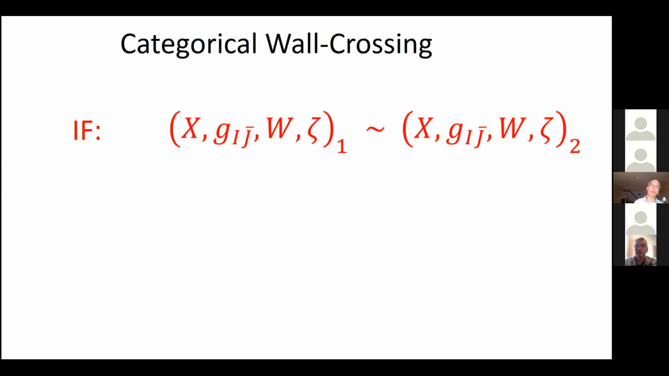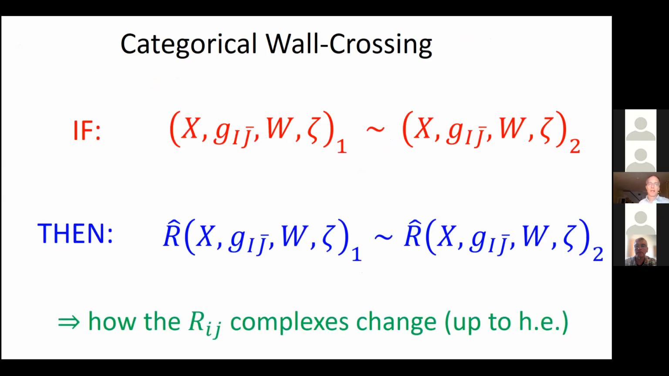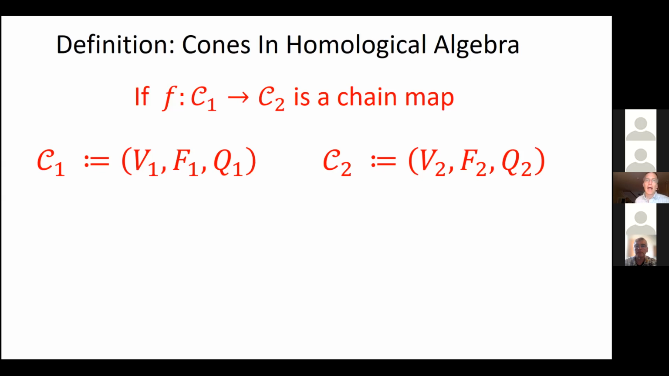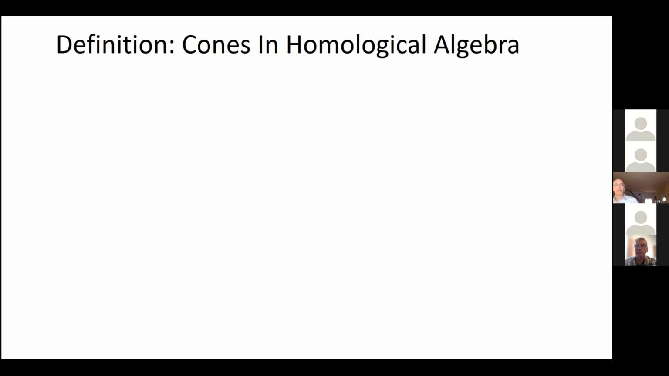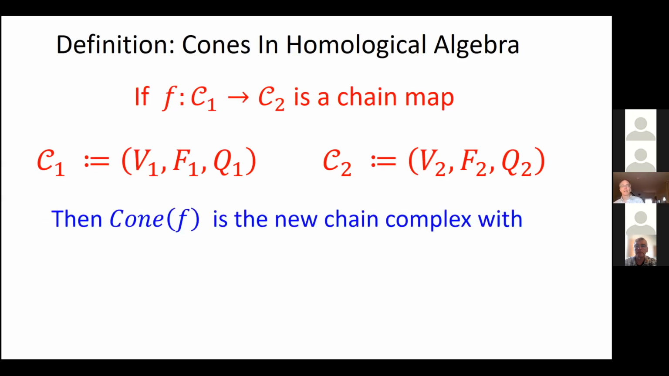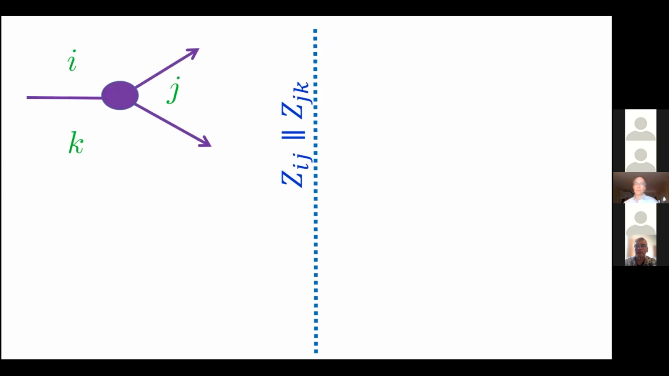So the general statement of categorical wall crossing is that if I have a homotopy of parameters defining the Landau-Ginzburg model, then the associated A infinity categories should be homotopy equivalent. And that's strong enough to tell us how the Rij complexes change up to homotopy equivalence. And so to state the solution of this wall crossing formula, let me remind you of what a cone in homological algebra is. So if F is a chain map, then the cone on F is the new chain complex where I take the sum of the vector spaces with shifting the grading by one and use that chain map to put an off-diagonal term in the definition of the differential.